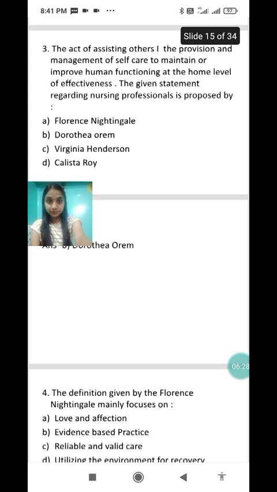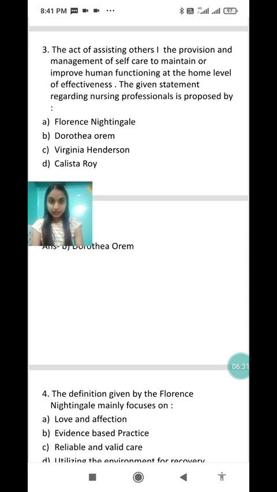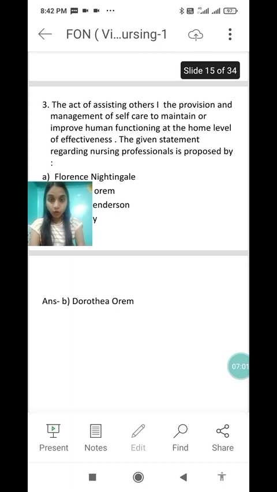Third question. The act of assisting others, the provision and management of self-care to maintain or improve human functioning at the home level of effectiveness. The given statement regarding nursing profession is proposed by option A, Florence Nightingale, option B, Dorothea Orem, option C, Virginia Henderson, and option D, Callista Roy. So this definition is given by Dorothea Orem. So the right answer of this question is option B, Orem.